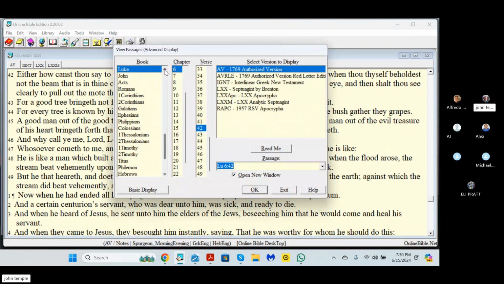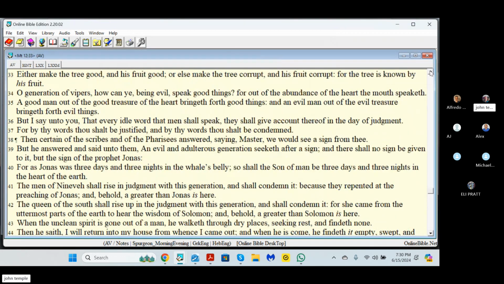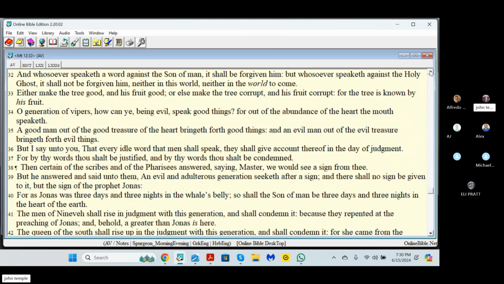Matthew 12, 33. Yeah, and he touches on it too, but they're the same thing, but slightly different context here. Either make the tree good and his fruit good, or else make the tree corrupt and his fruit corrupt.